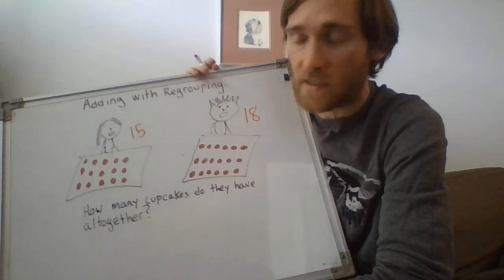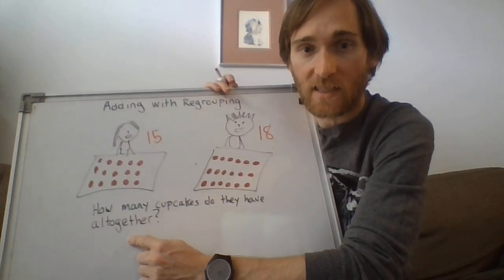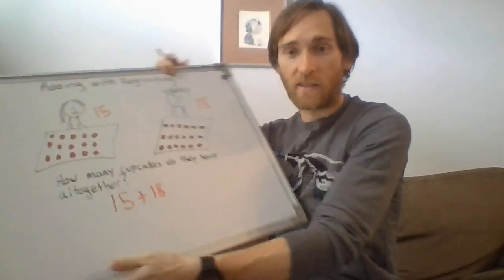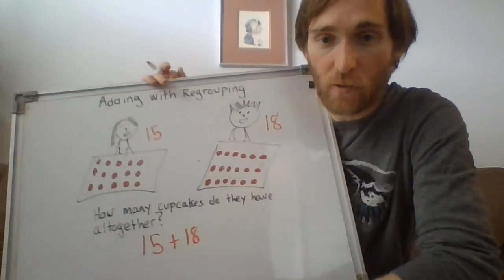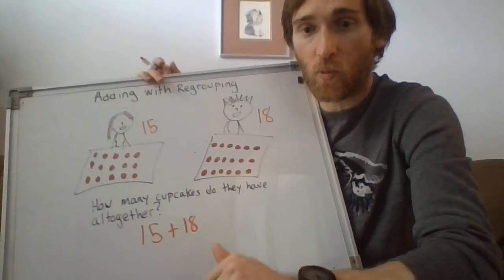Since we know that this is adding, we can even look at our sentence right here. When we see this keyword all together, that's letting us know how many we have. So we're going to add 15 plus 18. We've got to find this answer. Now, what are we going to do first? What is step one? Step one, we're going to add the ones.